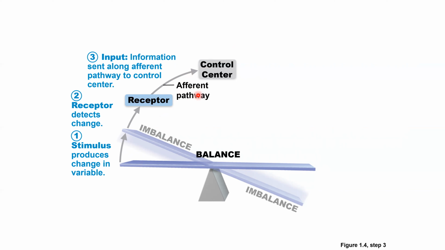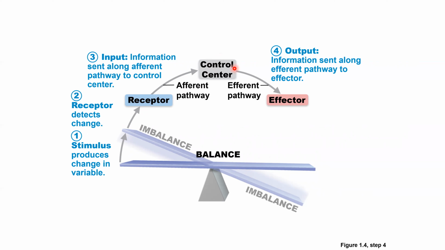Now your control center, your brain, already has a little sensor inside. It knows that your body temperature needs to be 98.2, that's the set temperature. That's normal. That's balance. Now you receive information that the temperature goes up. Your control center is going to analyze this information and make a decision about what needs to be done. And then the control center is going to send the command to the effector. We call it output. So output is when information is sent along the efferent pathway to the effector. So this is the efferent pathway. We go from the control center to the effector.